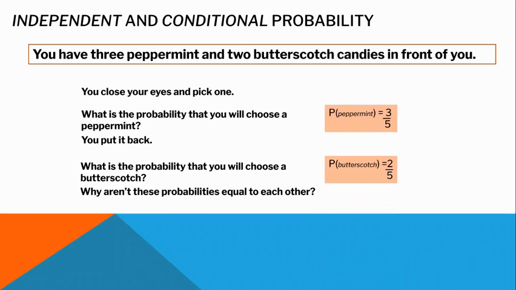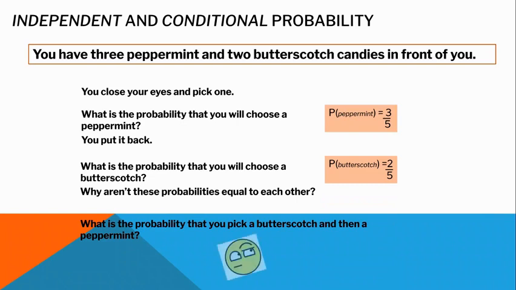Why are these probabilities not equal to each other? Because there's not the same amount in the pile there. What's the probability that you pick a butterscotch and then a peppermint? So you pick one, put it back, and then you pick another one. What's the probability you picked a butterscotch, put it back, then picked a peppermint?